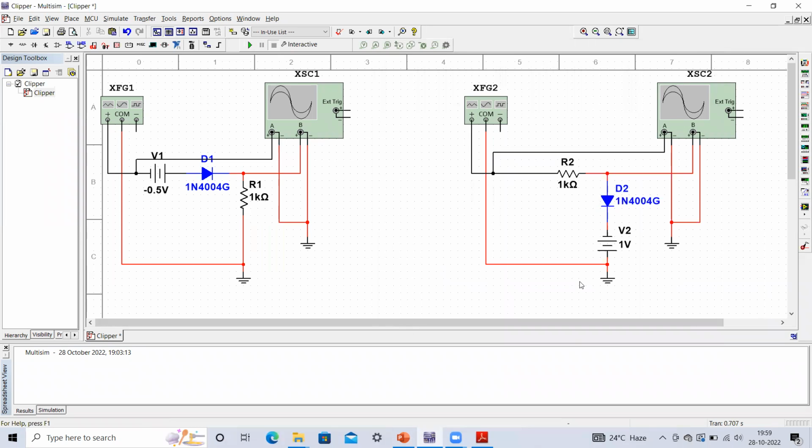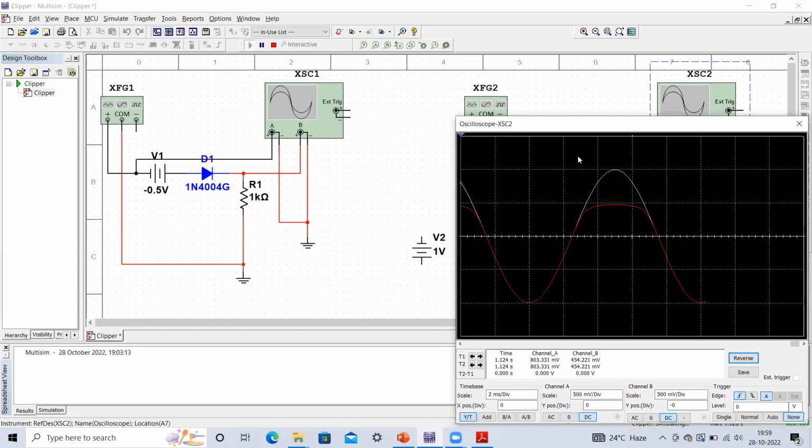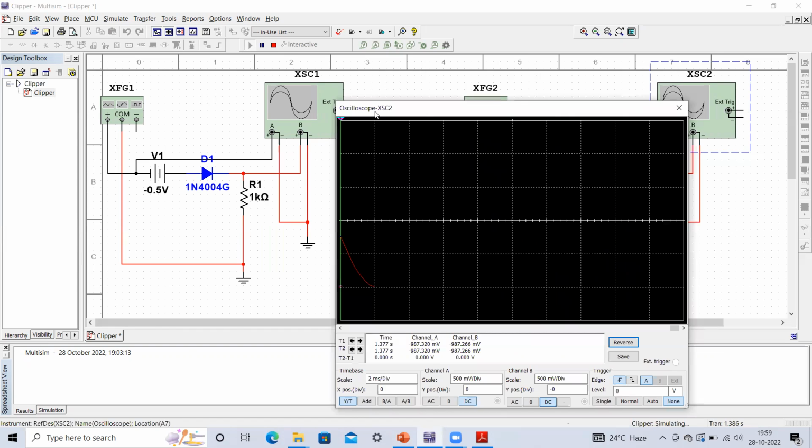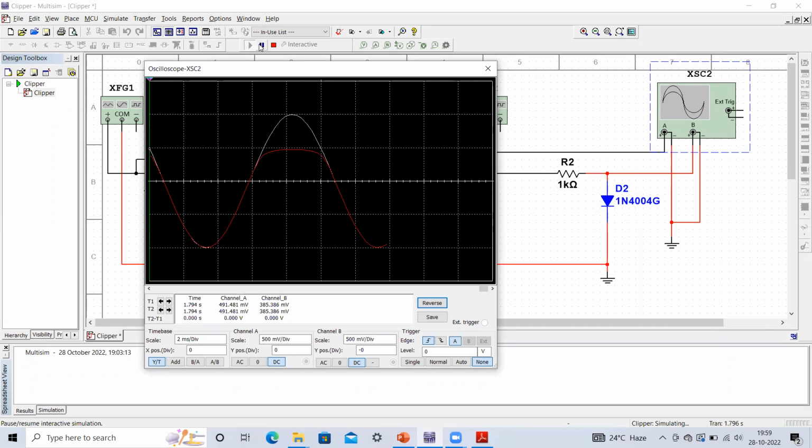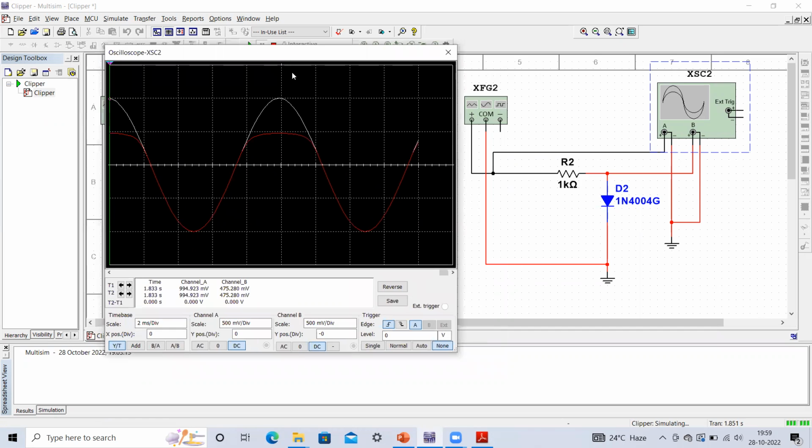Similarly, you can see this shunt clipper circuit. Let me remove this one, and then again you can observe this output. If you execute this circuit, you can see this circuit output. We are having this shunt clipper, and here you can see that a certain portion of the output, of the positive cycle, is going to be clipped off.